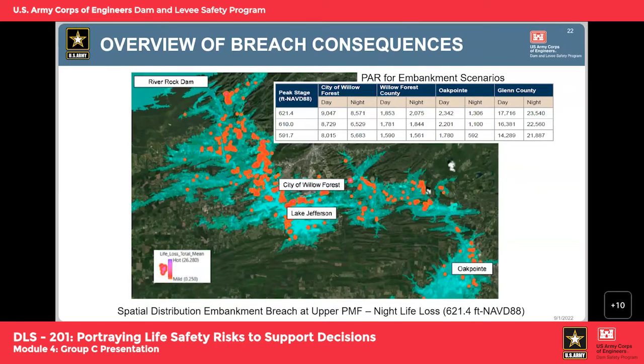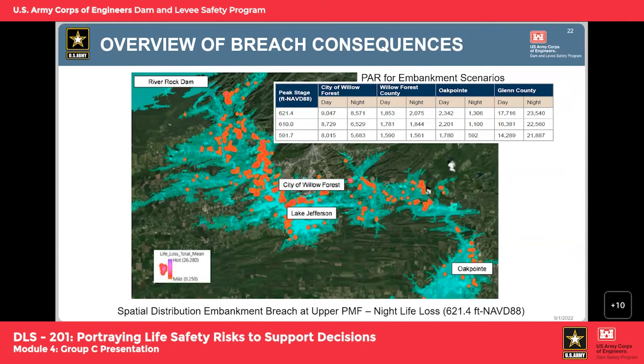This plot is for the upper PMF scenario. So we're kind of limited on what maps we had available to include here. We didn't end up including this upper PMF embankment breach in our inundation, but this helps to visualize where the life loss is happening downstream.